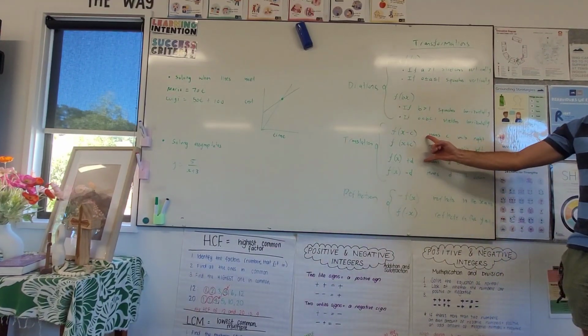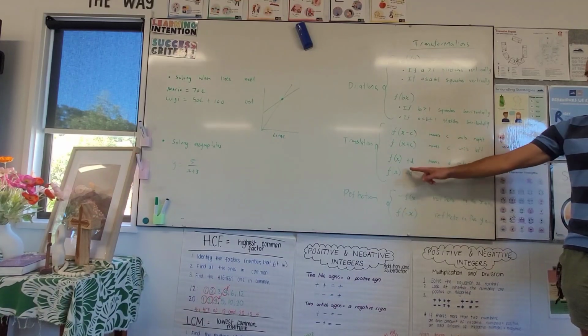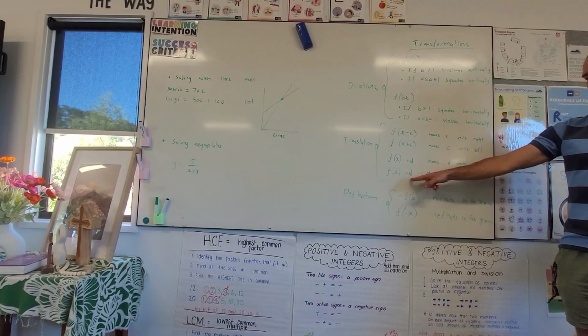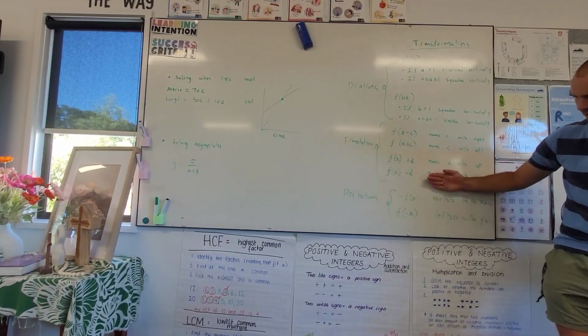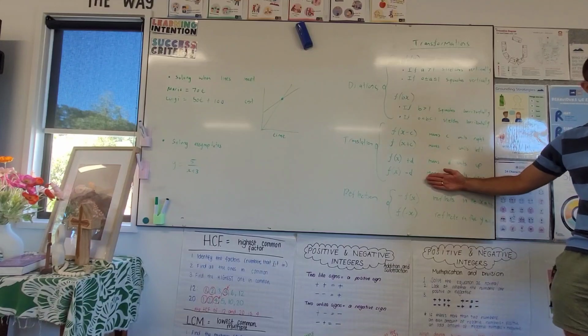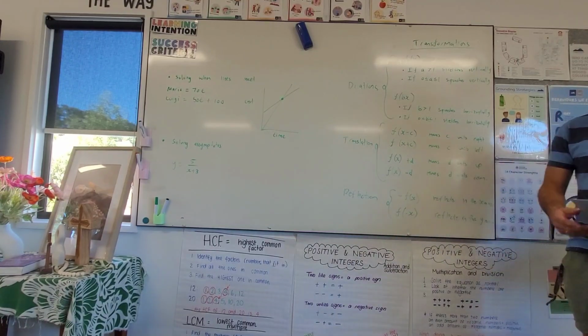Okay, we have the translations. So we're moving it to the right, moving it to the left, moving it up, moving it down. And then we have reflections, where we reflect it in the x-axis. Okay, you can think of it as flipping it over the x-axis. And here, f of minus x, flipping it over the y-axis.